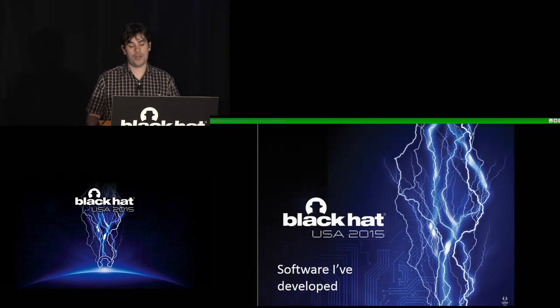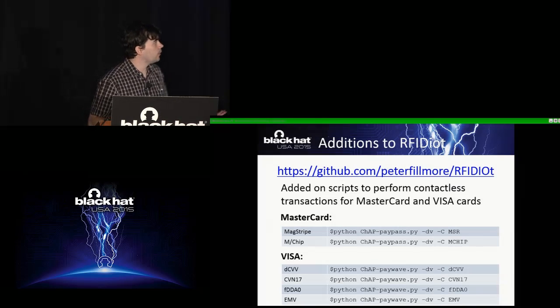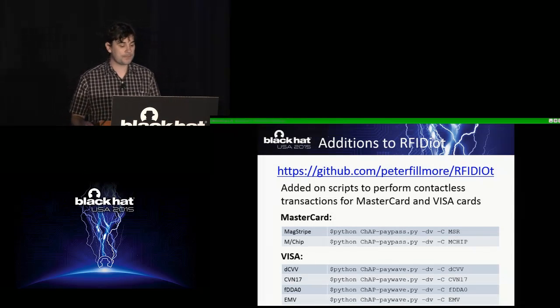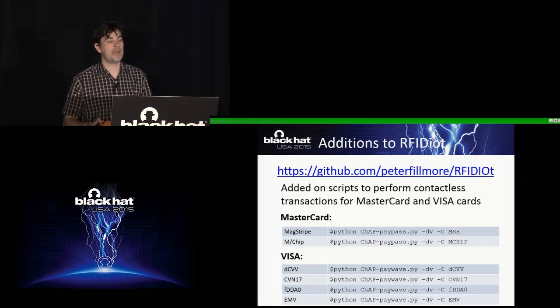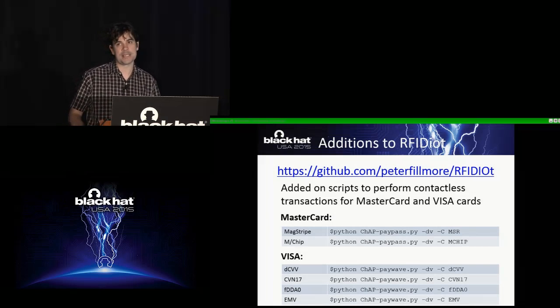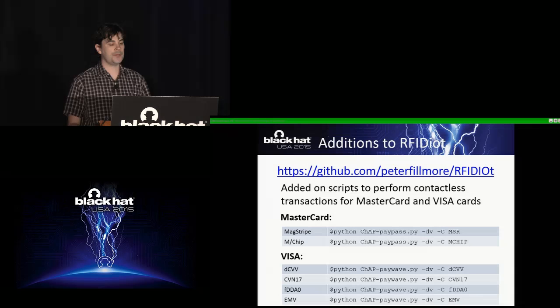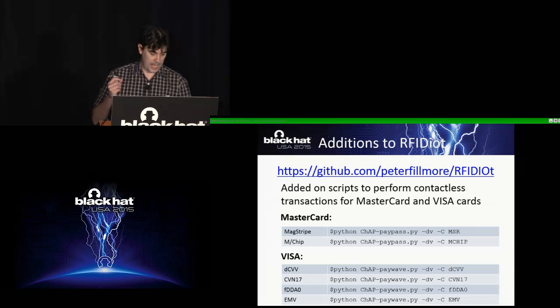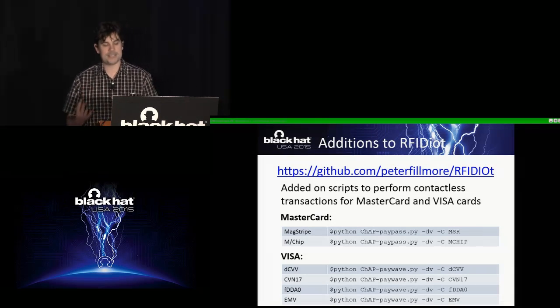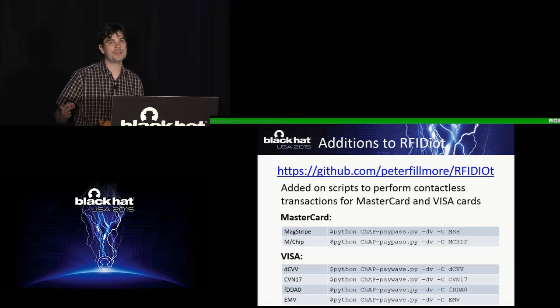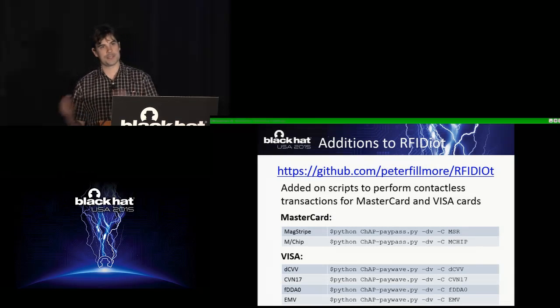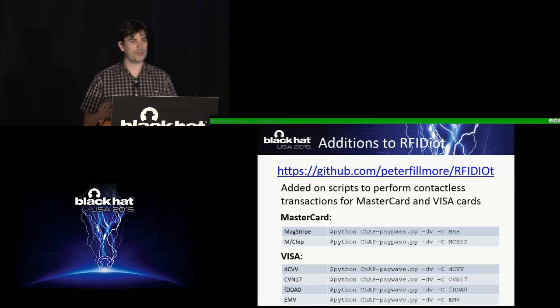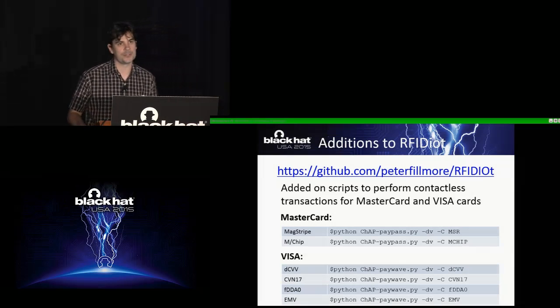The software I developed in this area is additions for RFIDiot, so Adam Laurie's tool. These give you the ability to do transactions and test them for yourself. So this will do a transaction for a magnetic stripe reader, M-chip, dCVV, and it'll spit out all the values, and you can start to check and see whether the transaction counter increments or is static. Gives you all the information that you might not get from a commercial card reader out of the box.